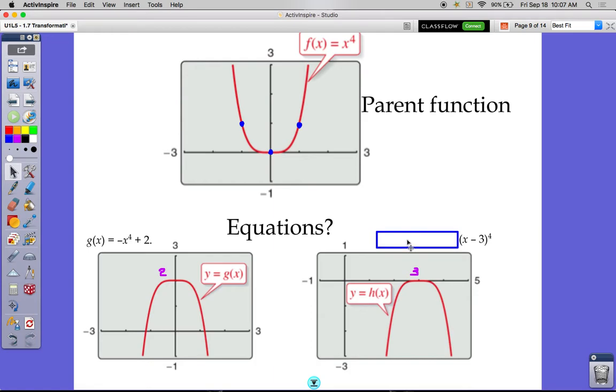So to the right 3 spots on the equation looks like a minus 3. And it is before you apply the 4th power. Then because it's reflected, we put a negative in front of the function itself. And so outside the parentheses, we get a negative, and then x minus 3 to the 4th power.